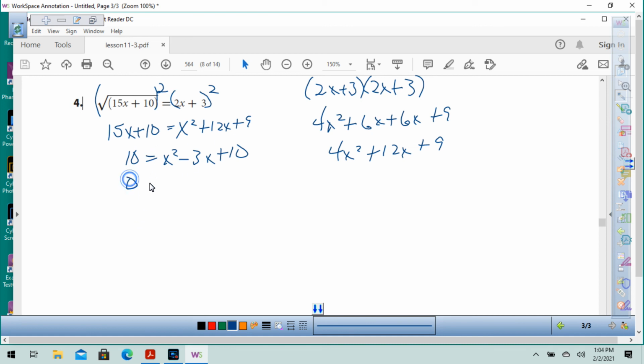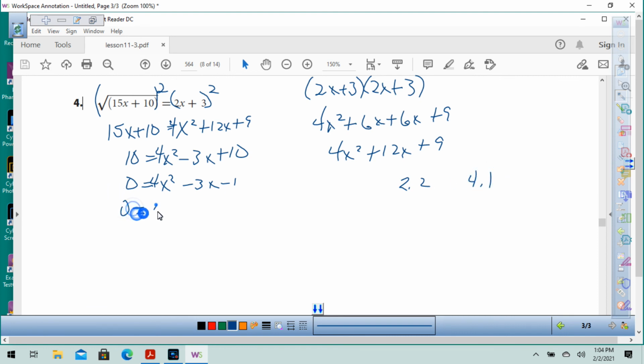Subtract 10 from both sides. That leaves 4x squared minus 3x minus 1. And can we factor that? Let's see, what are the factors of 4? 2 and 2, or 4 and 1. 4 and 1 will give you 3.